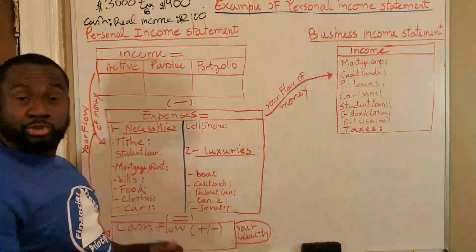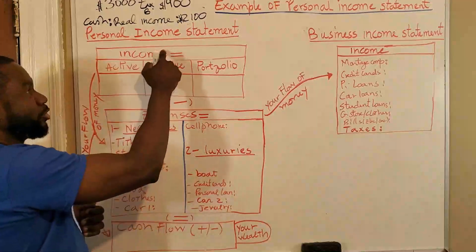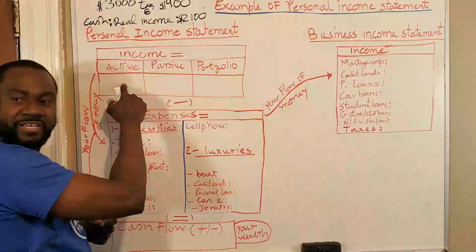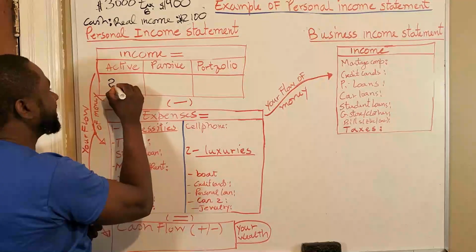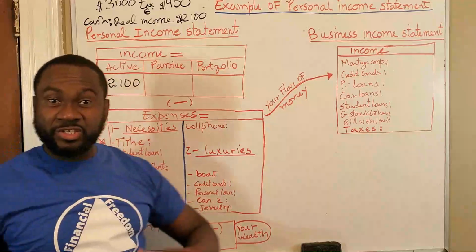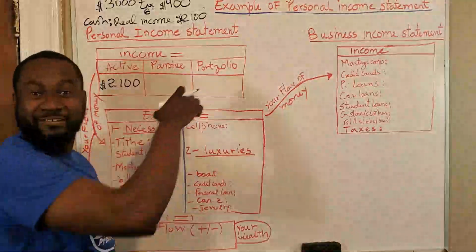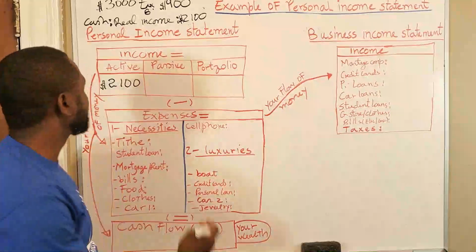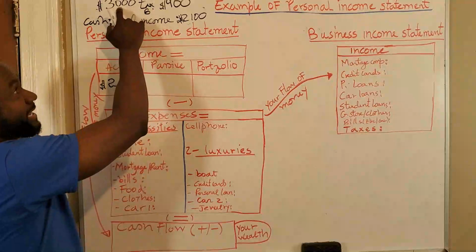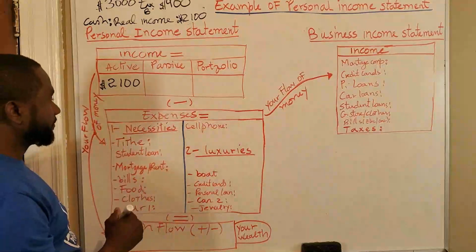So because you are an employee, your income comes to the active category. So that's $2,100. This is an employee who doesn't have any investment, who doesn't have any businesses. Simple. Okay, so $3,000, $900 tax and benefit, $2,100 in real income.